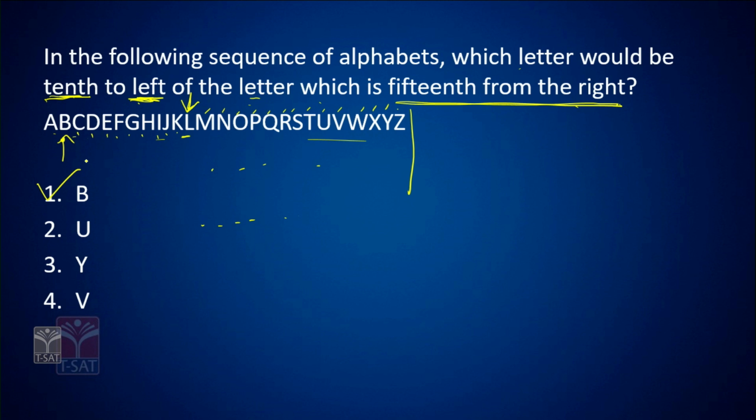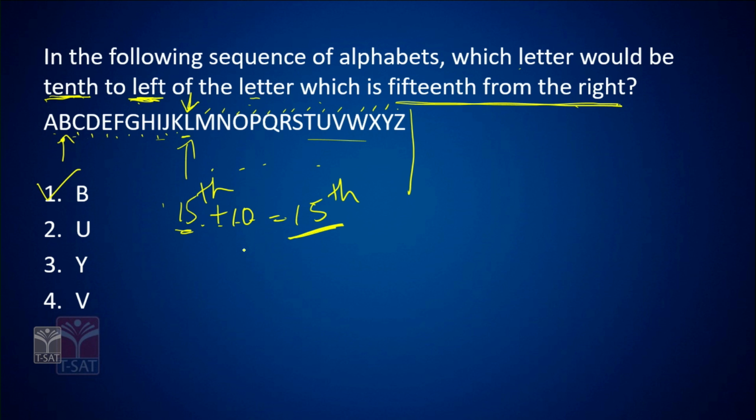So basically, instead of counting it, we can just say that 15th from the right would be any random alphabet. So let's just say the 15th position, and then they're saying 10th to the left of the letter. So if you add another 10, we need to move more left. So if we add 10, that means you want to know which is the 15th alphabet from the right.